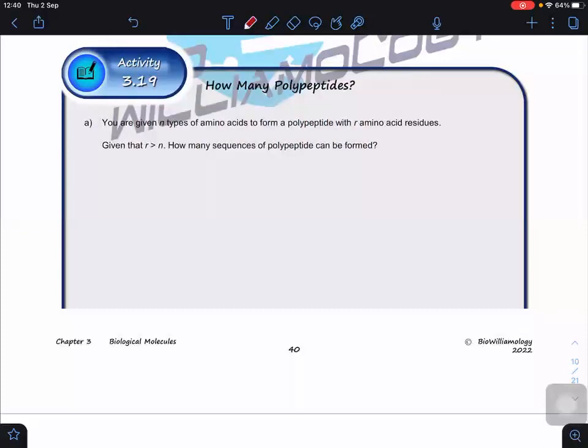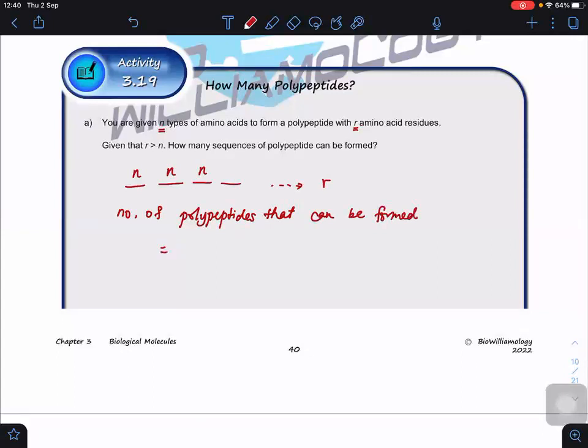You are given n types of amino acid to form a polypeptide with R amino acid residues. That means you have R places, 1, 2, 3, 4, R times. Each time you have n choices to put in, correct or not? So the number of polypeptides that can be formed equals n to the power of R.